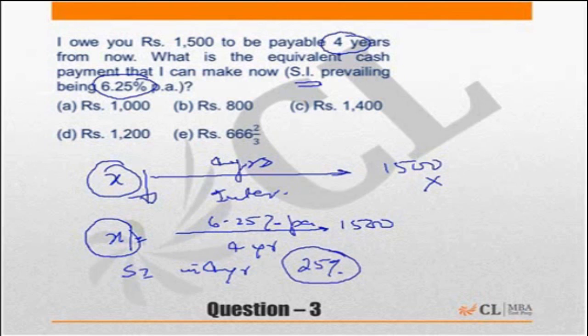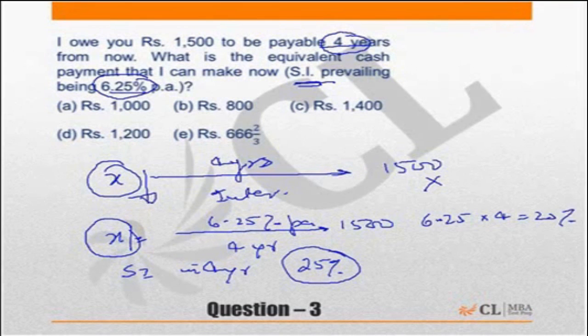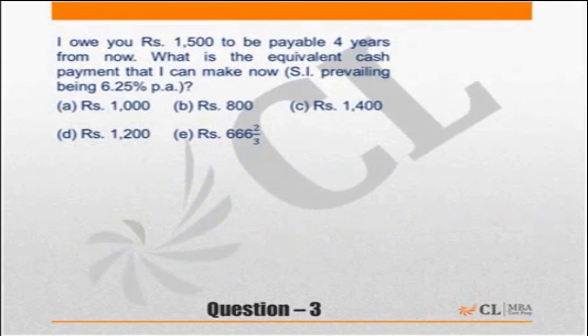It is 6.25% per annum for 4 years, and simple interest. Simple interest means in the first year you get 6.25% interest, and in the second year you get again 6.25% of simple. So it is 6.25 into 4. The total interest which you will receive will be 25%. So the total interest received is 25% of X.